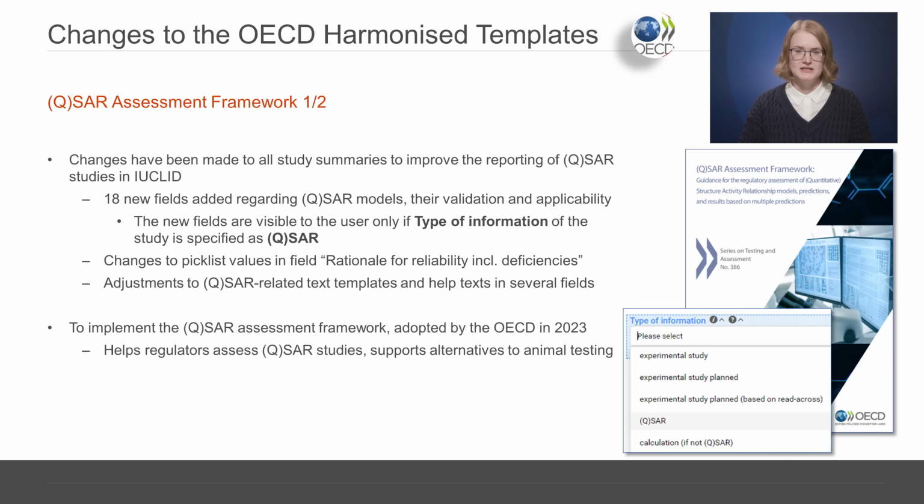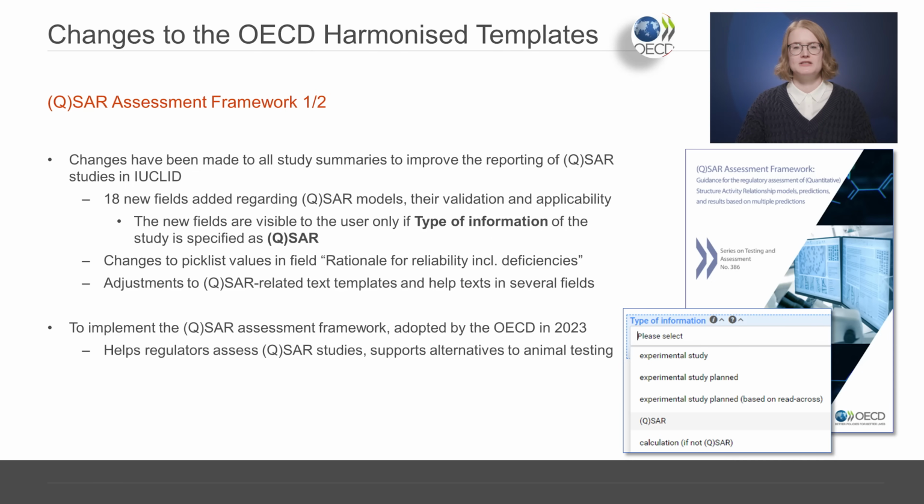And what these changes entail are firstly the addition of altogether 18 new fields to report on the QSAR models, their validation and applicability. And I will provide an overview of these new fields shortly. However, please note that these new fields will only be visible to the user in Euclid if in the field type of information the option QSAR has been selected. So if the study has been specified as a QSAR study.